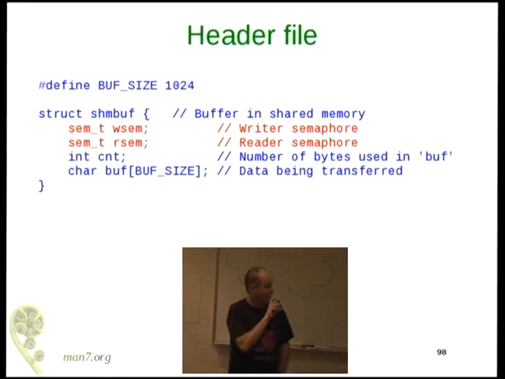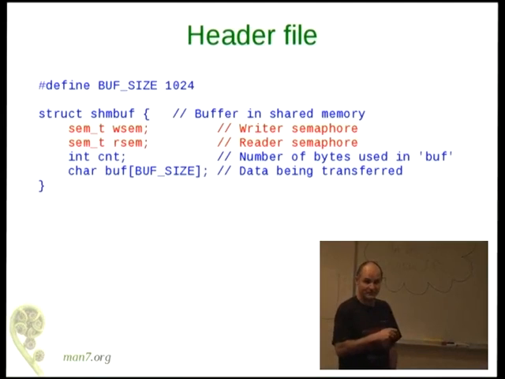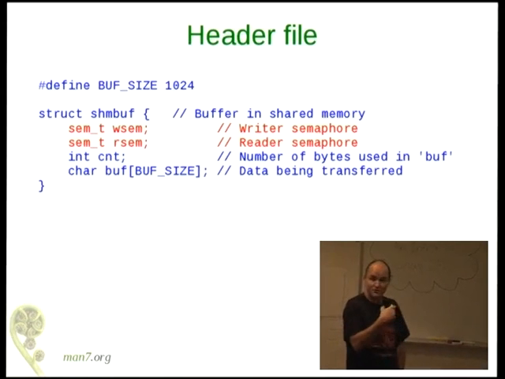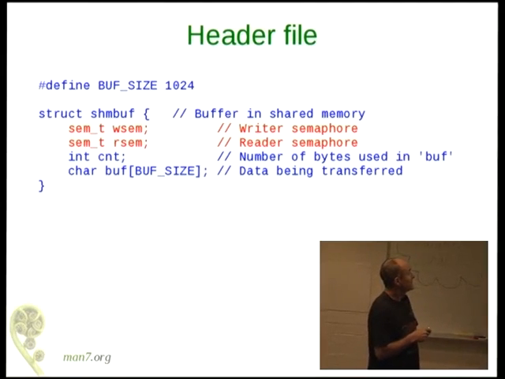Okay, I just will look at a little bit of code that does this. So here's a buffer, or here's the data structure that I'm going to use to structure a piece of shared memory to allow this sort of data transfer. The buffer has the two semaphores embedded inside it, the writer semaphore and the reader semaphore. And then there is the data buffer itself and a counter that says how much data is actually being used inside that buffer.